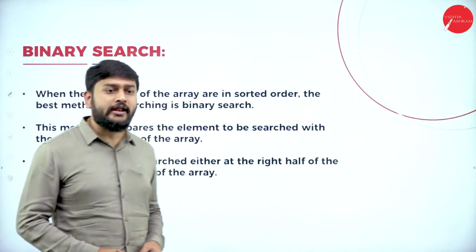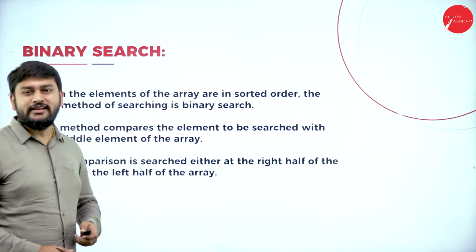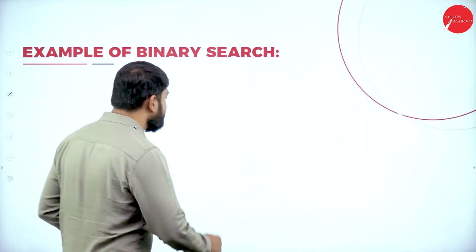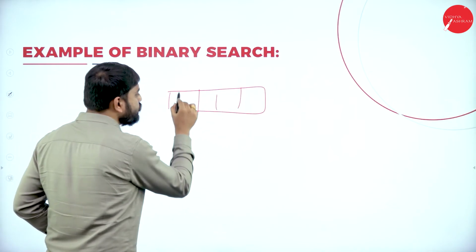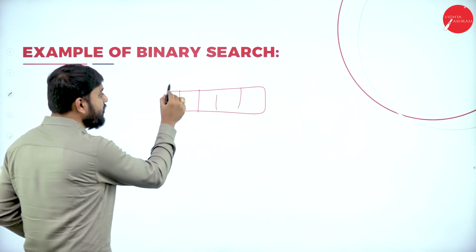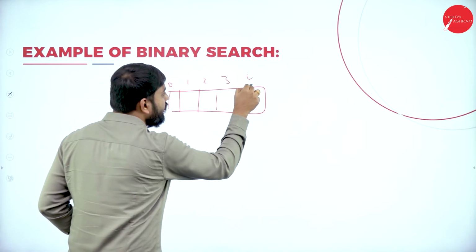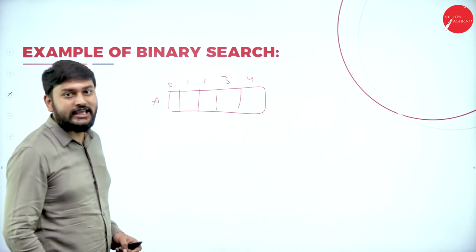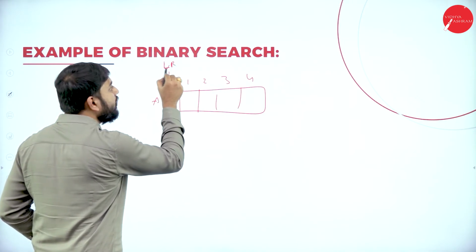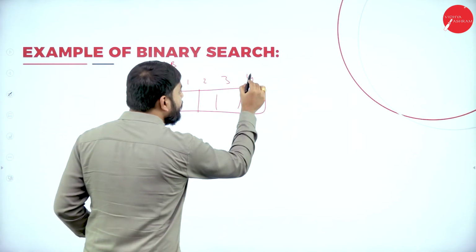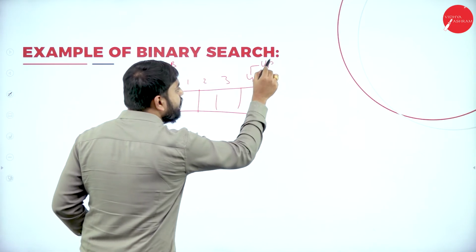Then how do we do the binary search? So guys, binary search is very simple. Say for example, I have the array. So what happens when I have the array? The initial one 0, 1, 2, 3, 4. Alright, the name of the array is A. So this is what I will call a lower bound. This is what I will call an upper bound.